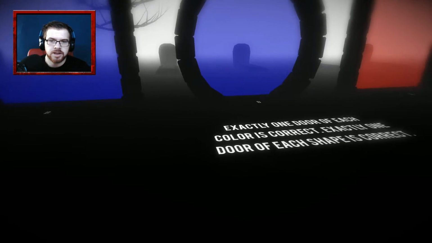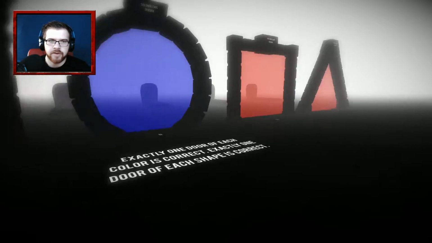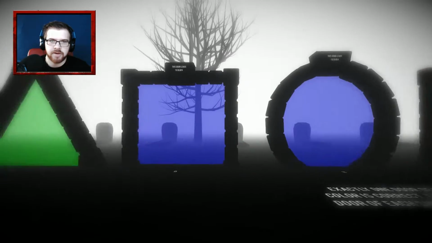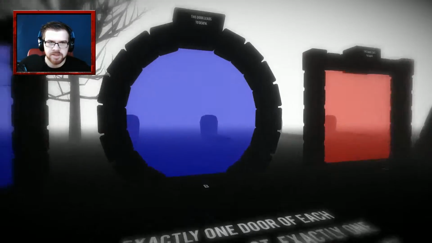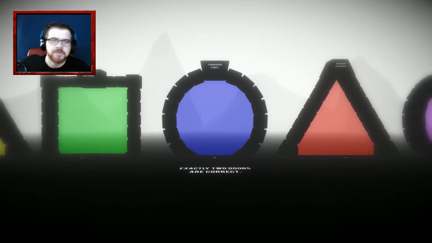Exactly one door of each shape is correct. So we've already had a red one be correct, a square be correct, so this square has to be incorrect. So it has to be the circle one that is correct, which leads to death. So it has to be the square one we walk into.